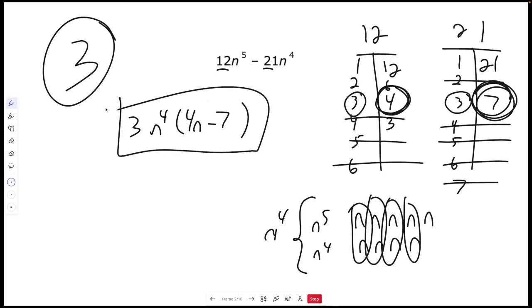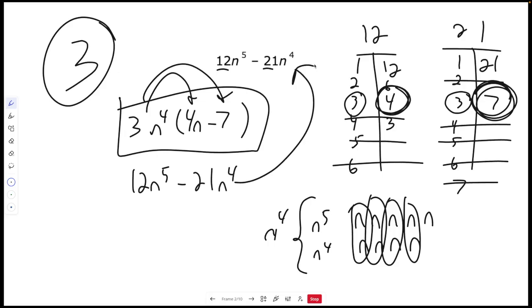And remember, you can check this with the distributive property. If you distribute this back in, you should end up with how we started. So let's double check. 3n to the 4th times 4n to the 4th is 12n to the 5th. 3n to the 4th times -7 is -21n to the 4th. And you'll notice that's exactly what we started with.